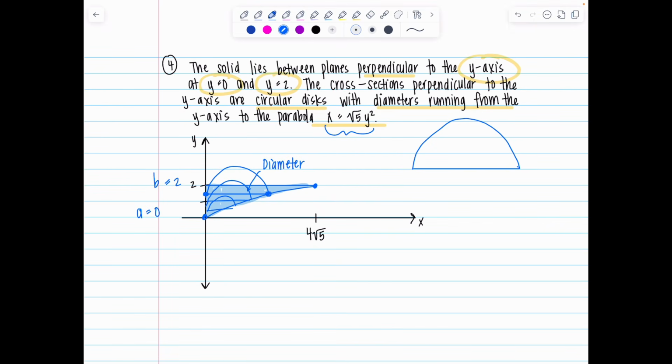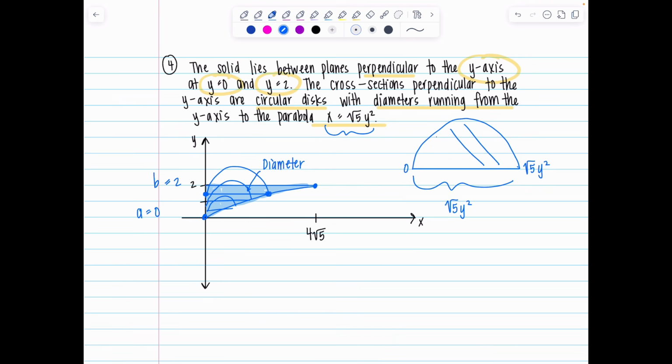Okay, so what's the length of the diameter? Instead of doing top minus bottom, we're going to do right minus left. On the right, this is x equals rad 5 y squared. And on the left, this is always x equals 0. So the diameter is rad 5 y squared.